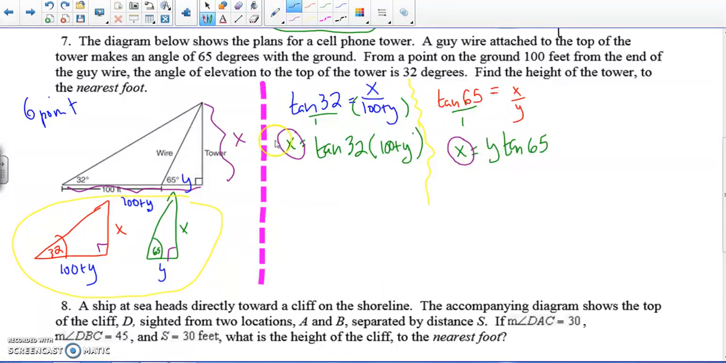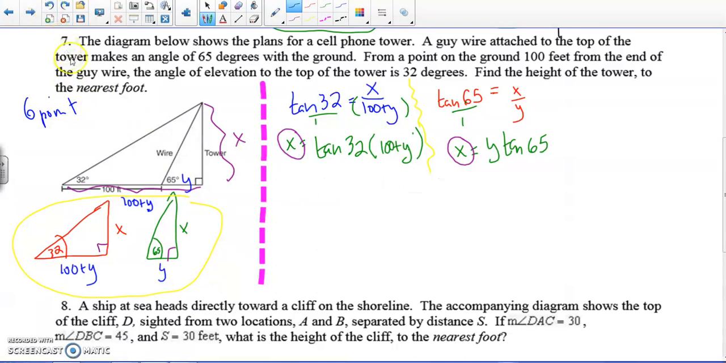So what we can do now, since x is equal to two different things, we can actually set those two different things equal to each other, right? X is the same as tangent of 32 times 100 plus y. X is also the same as y times the tangent of 65. Those are equivalent terms. So to solve this problem, we're just going to take these two x's and do some substitution. We're basically going to set them equal to each other.